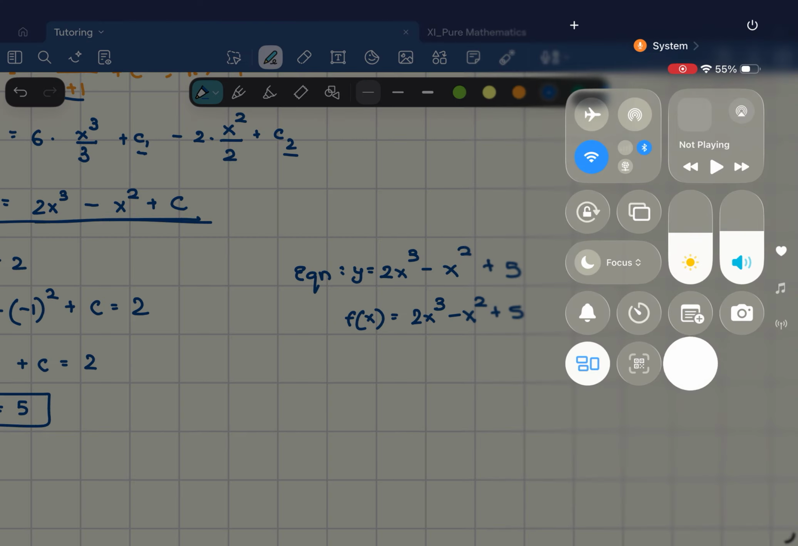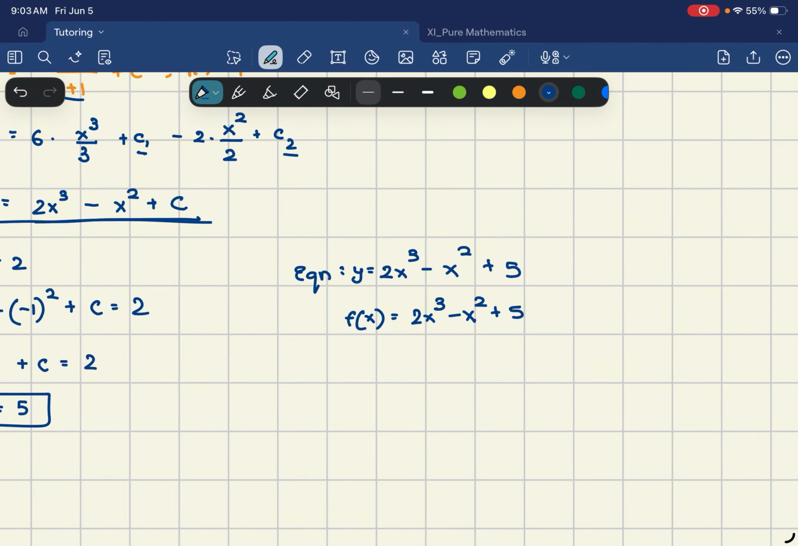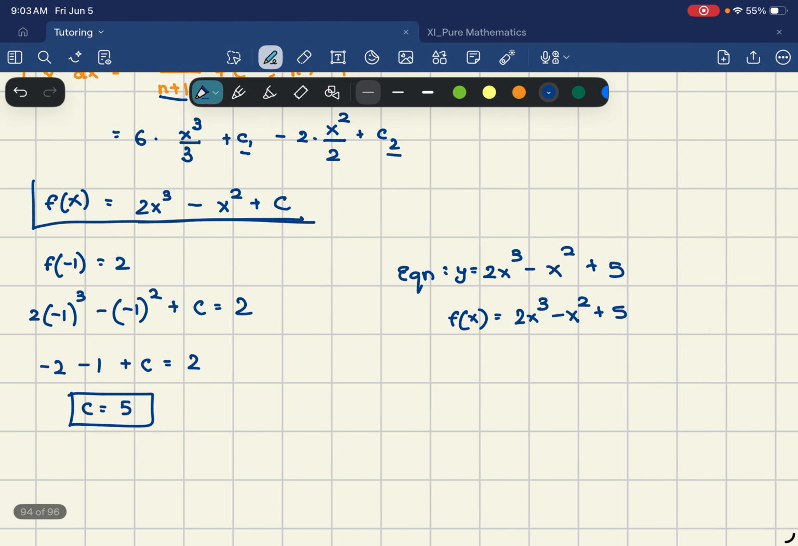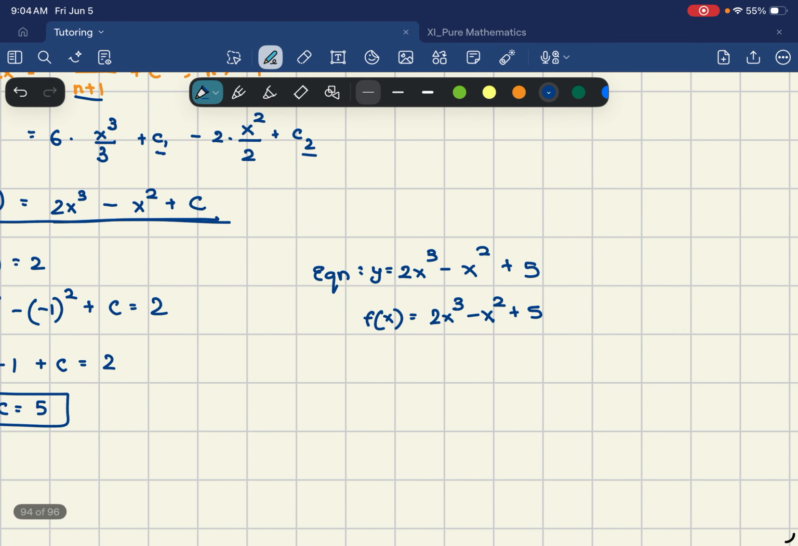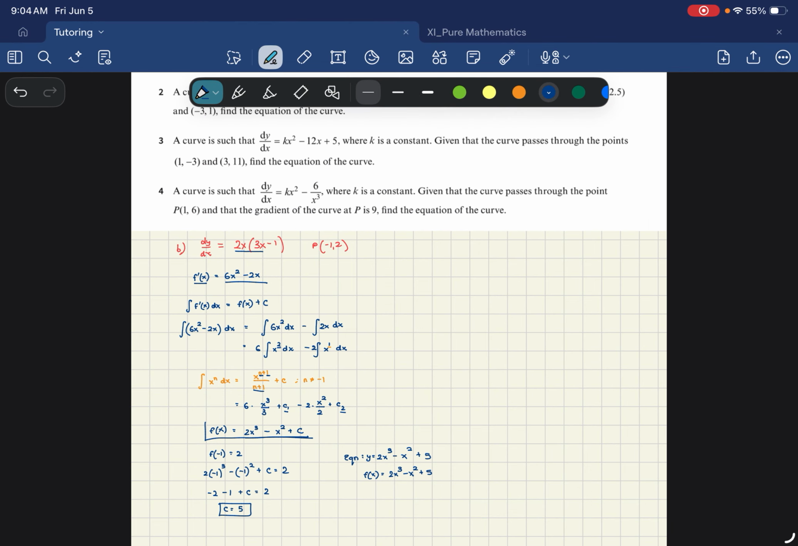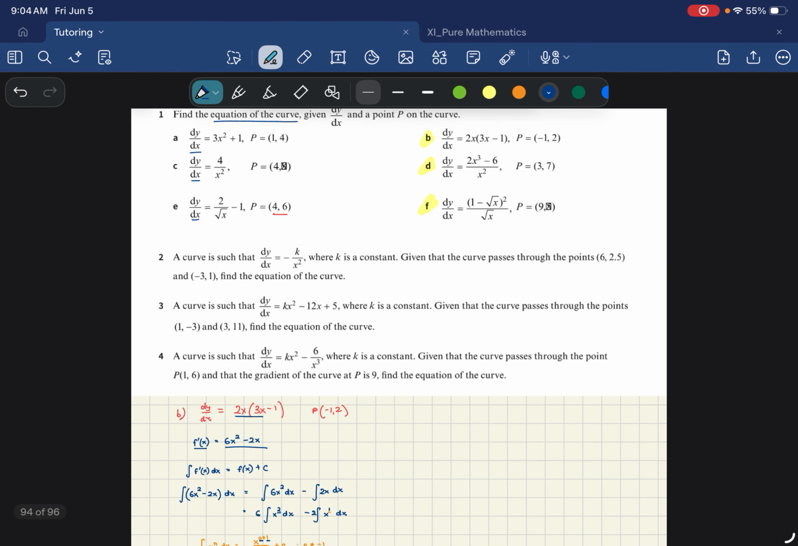Let me make sure my mic is recording. Okay, it is. All right, so that is going to be the solution for part B, 2x cubed minus x squared plus 5. All right, so we are done with B.